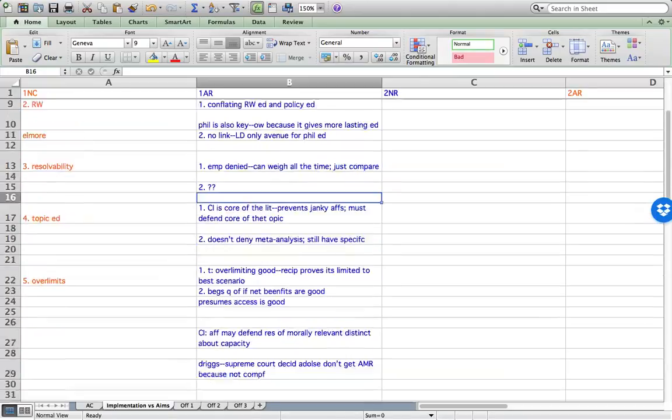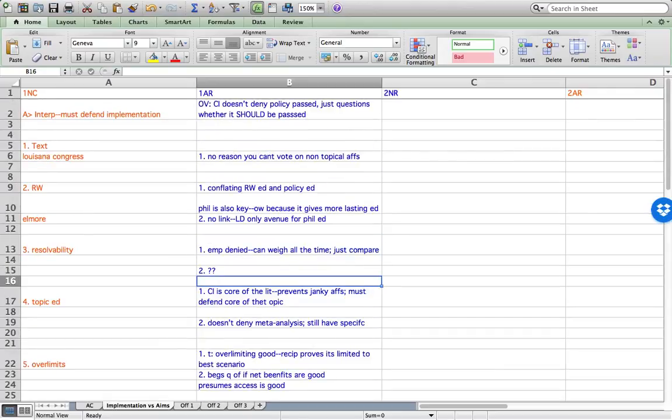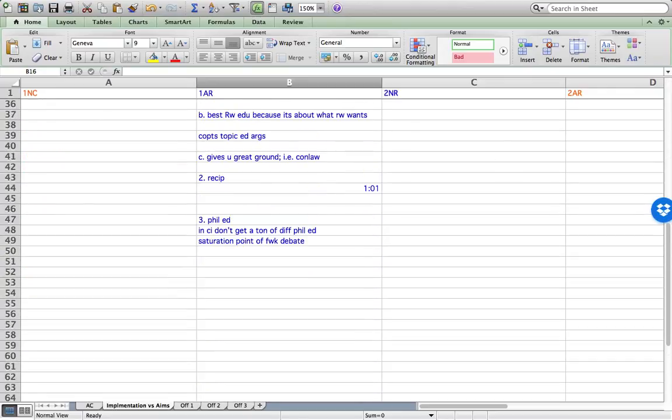Okay, so I think you're wasting time on the reciprocity argument. How long did that speech take you, give you? Take, rather. Okay, yeah, so a little bit too long. So that's definitely one place we can save time.